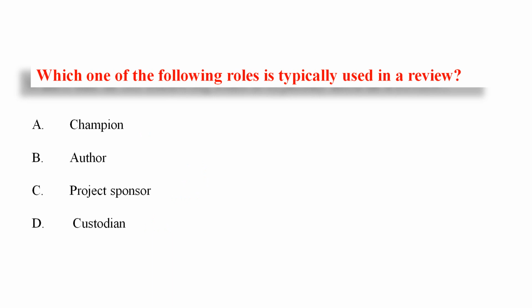Yeah. Which one of the following roles is typically used in review? What are the different roles in the review? Manager, moderator, author, reviewer, scribe. Here see options A, B, C, D: champion, author, project sponsor, custodian. So obviously option B is the correct one. The rest are all wrong.